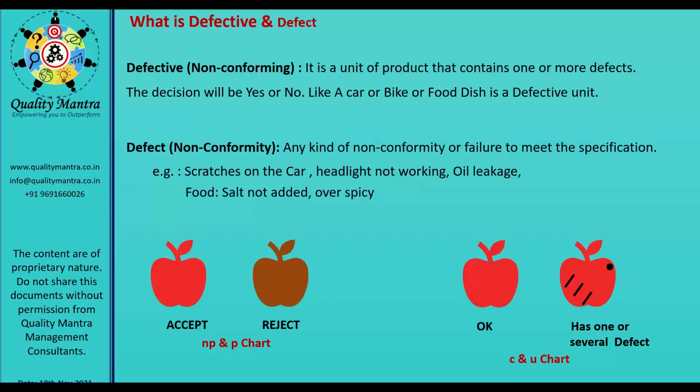lots. So either you will accept or you will reject. So you can plot the graph. So the component we receive will be either accepted or rejected. Is there something in your factory in between accepted and rejected?